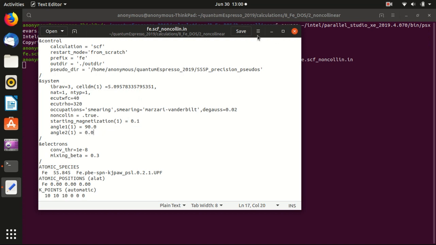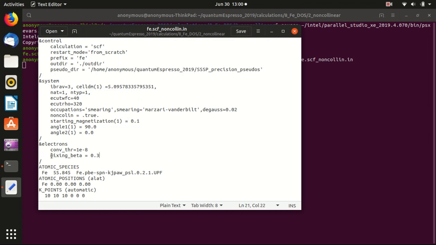In principle, this should give the same result as before, because before in the collinear calculation, the spin is along the z direction. But because there's a cubic symmetry, it doesn't matter whether it points in the z direction, x direction, or y direction. So it should give you the same result.